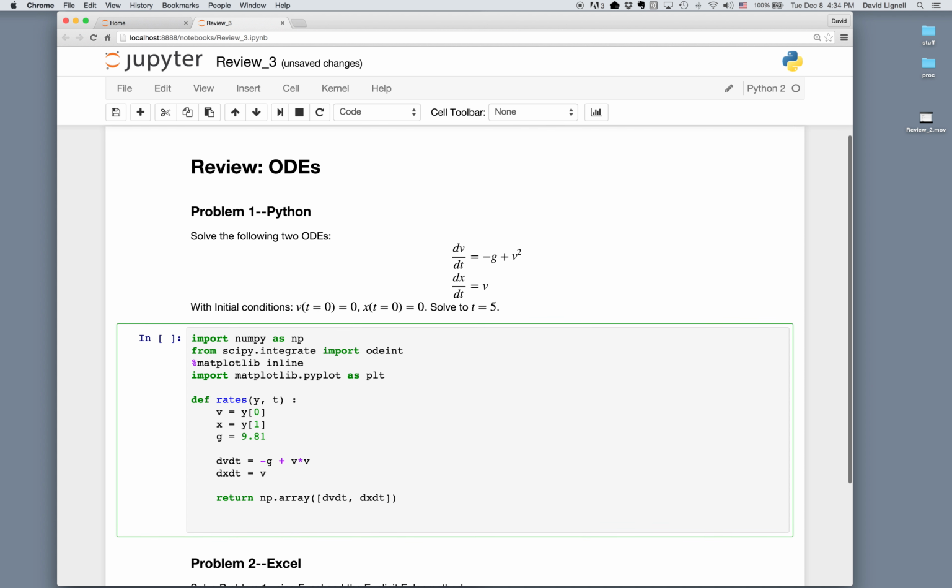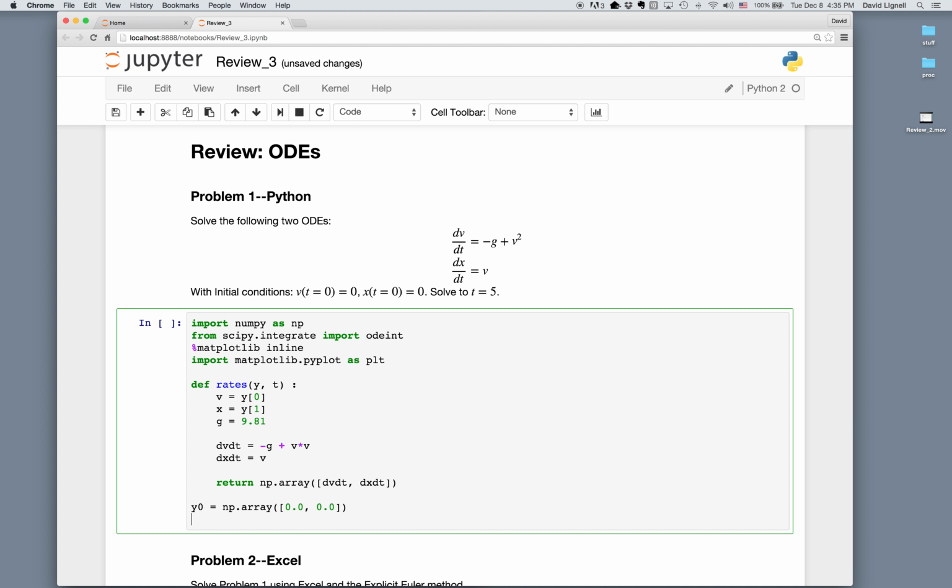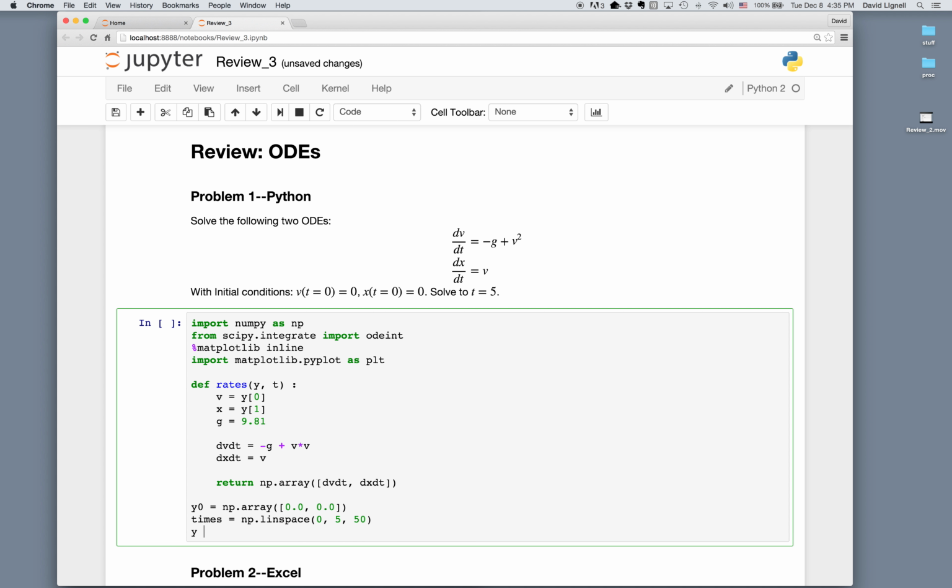And then for the ODE solver, we need the rate function, we need the initial conditions, so y0 equals np.array. The initial condition is 0 for both of those. And then we need the times that we're going to solve it at. times equals np.linspace. Go from 0 to 5 with, I don't know, 50. Okay. And then we write the solver. So y equals odeint with the function rates and y0 and times.